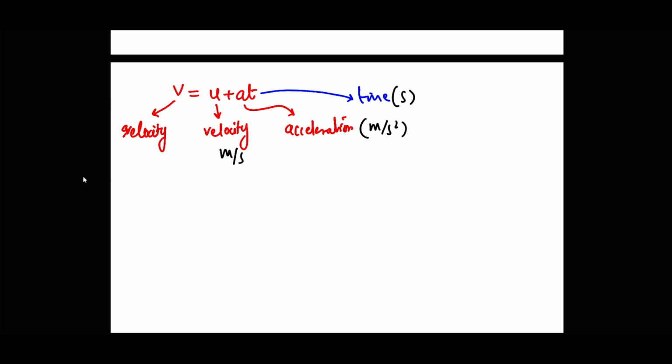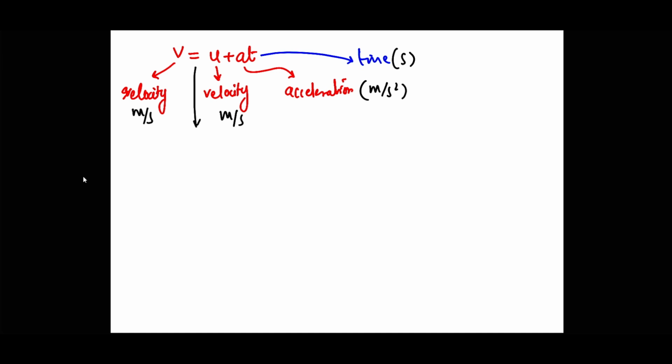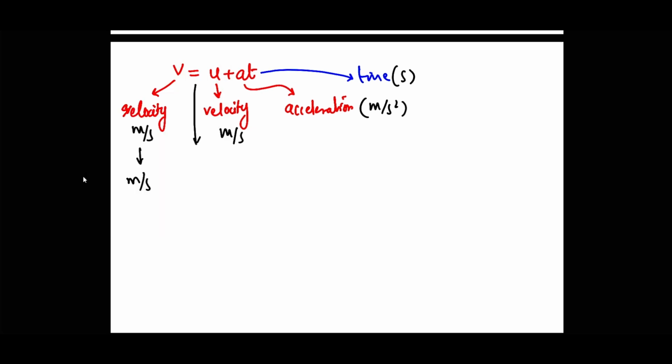Velocity is meters per second, and velocity again is meters per second. So if you deal with the equality sign and separate them on the basis of left-hand side and right-hand side, you will see that the unit on the left-hand side is meters per second. Now each unit on the right-hand side, the RHS, should also be equal to the left-hand side, individually speaking.